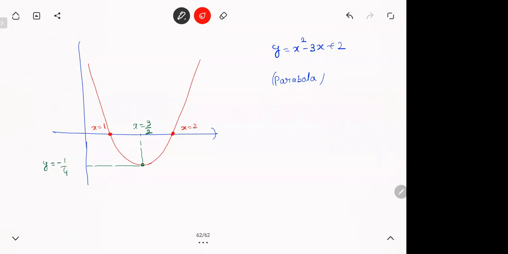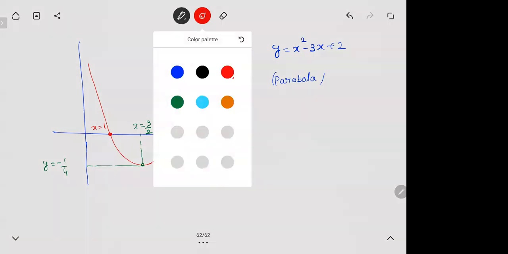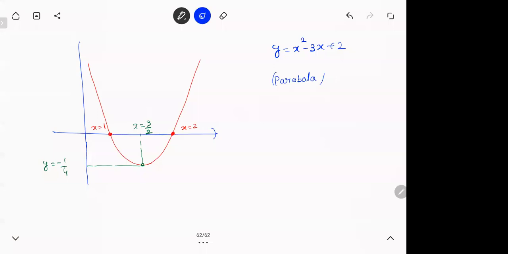Now, you need not worry about how to draw the graph. We are not interested in that in physics. It is just for you to understand diagrammatically how it will look. For this curve, the minimum occurs at x is 3 by 2, and its value is minus 1 by 4. Hope this was clear. So what we did with calculus, I'm showing you on a diagram. Anyone confused with this, please ask me.